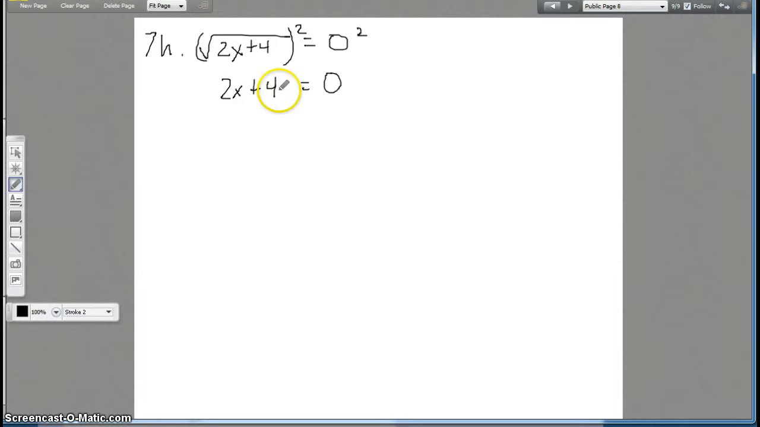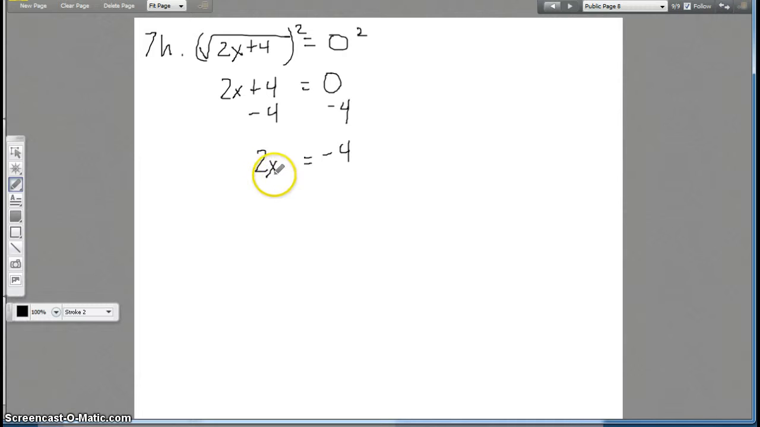Now that we have the x outside of the square root, the next thing we need to do is isolate our x term. So we need to get the x term by itself. So right now we're adding 4 to our x term. The way we undo that is to subtract 4. So we're going to subtract 4 from both sides. When we do that, we end up with 2x on the left and negative 4 on the right.